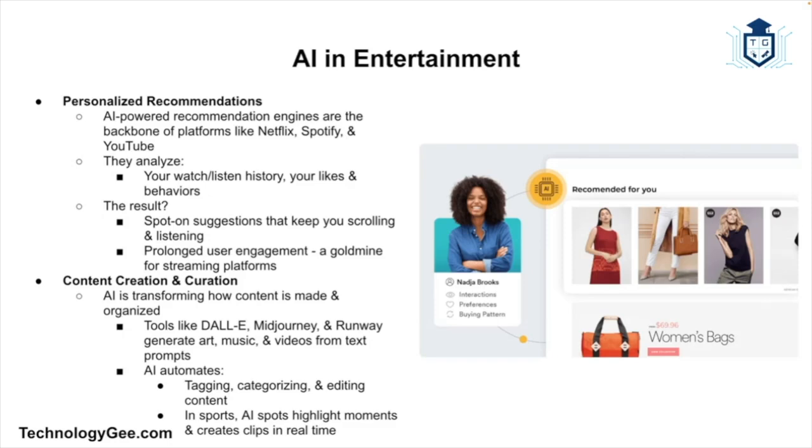Then there's content creation and curation. Yes, AI is getting creative as well. AI tools like DALL-E, Midjourney, and Runway can generate art, music, and even video from text prompts. And platforms use AI to automatically tag, categorize, and edit content, which saves creators tons of time. In sports broadcasting, for example, AI can instantly identify highlight-worthy moments and generate clips in real time.